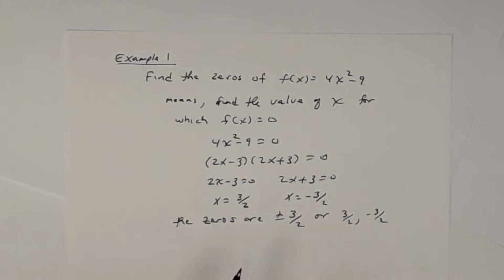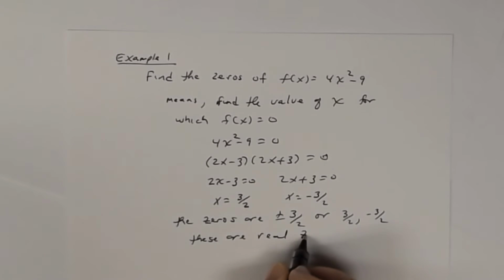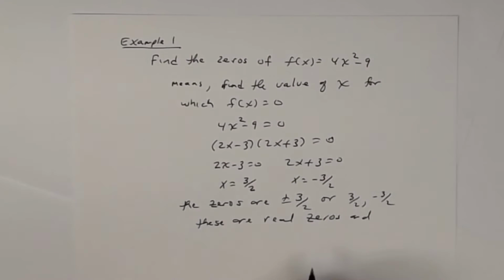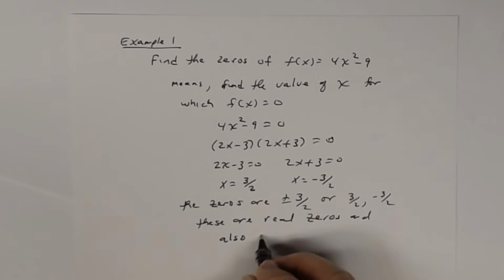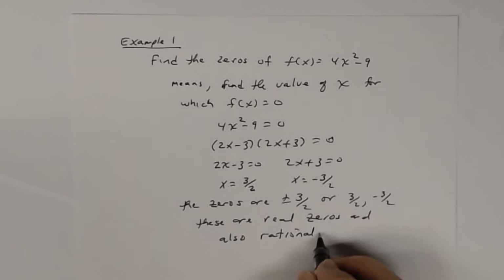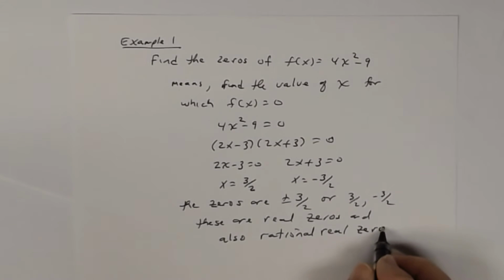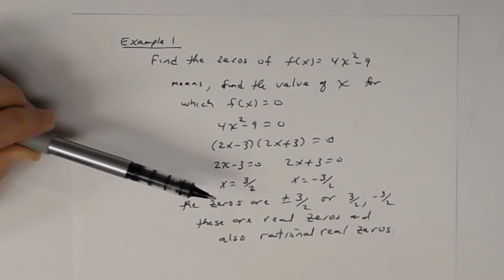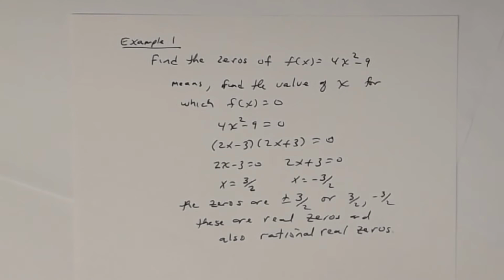In particular, though, I want you to understand that these are real numbers, right? So these are real zeros. And in particular, they are rational. So this particular function had two real zeros, and they were both rational. 3 halves is a rational number, and negative 3 halves is a rational number. All right. So let's look at example 2.